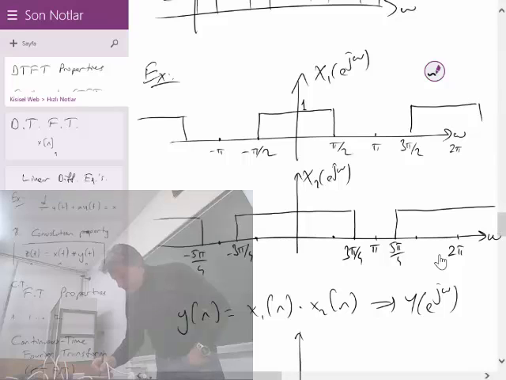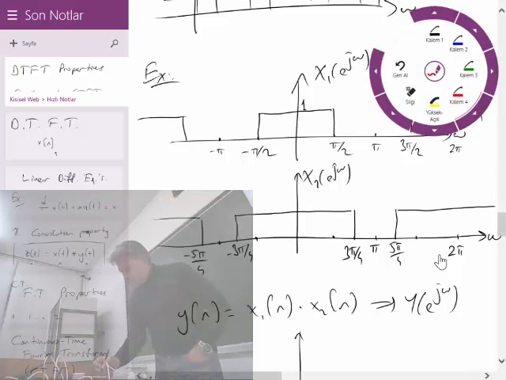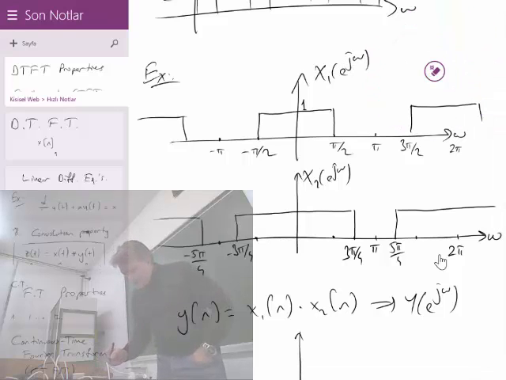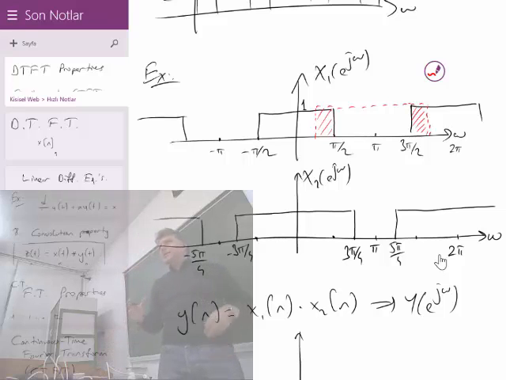I'll try to do it with a different color. Let's use the red color here. And around pi it will be like this. Do you see that? When you shift the bottom shape by an amount of pi, at the top it will be like this. So what is the intersection of the black and the dashed red one? The intersection will be only here, the non-zero portions.